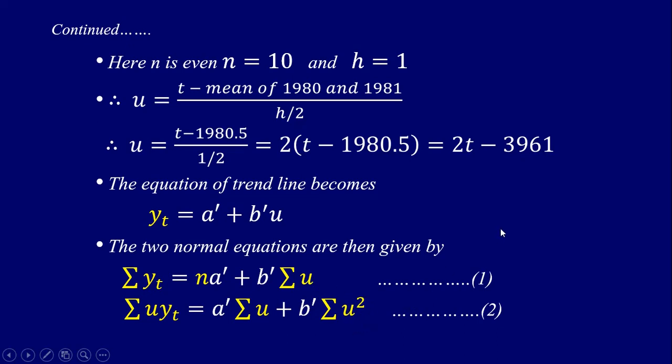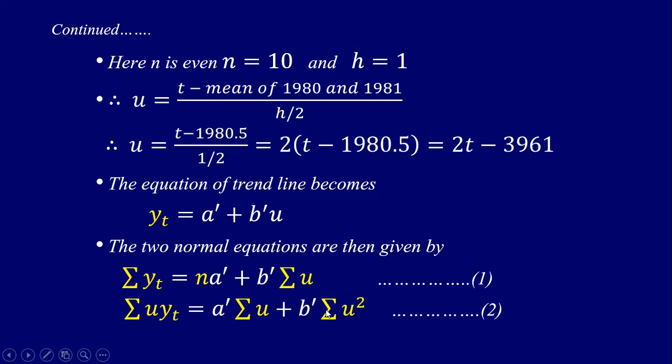So we prepare a table to get these values. We first prepare a column for the given years t, then we convert t to u, then the values yt. Since we have to take summation, we prepare a column for the variable y, then a column for u, and then a column for u square.